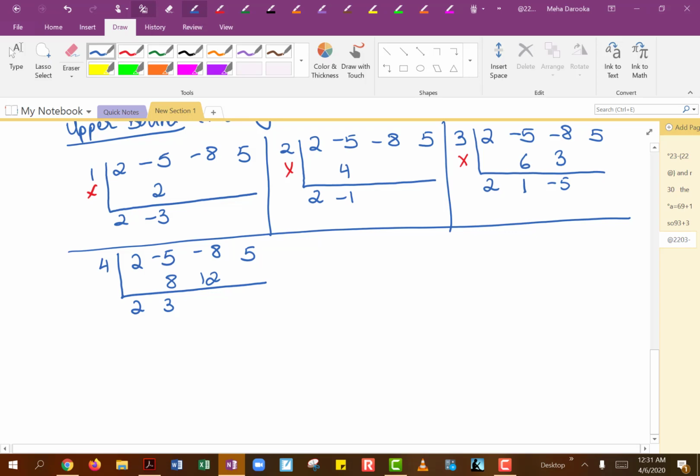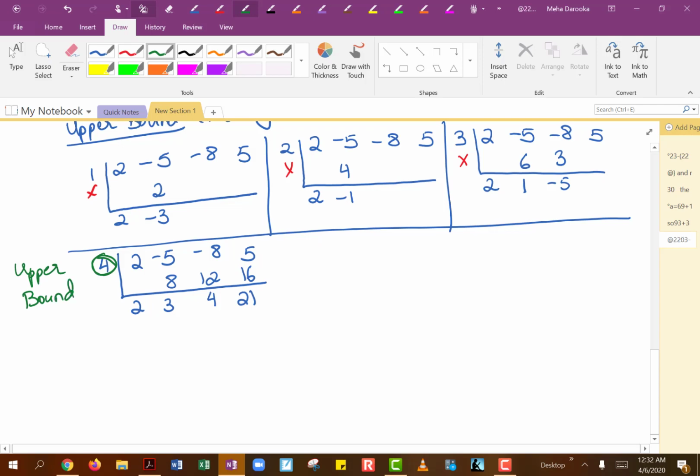12 minus 8 is 4. 4 times 4 is 16. And of course, 16 plus 5 will be 21. So as you can see, these are all positive numbers on my bottom row. So that makes this number our upper bound.